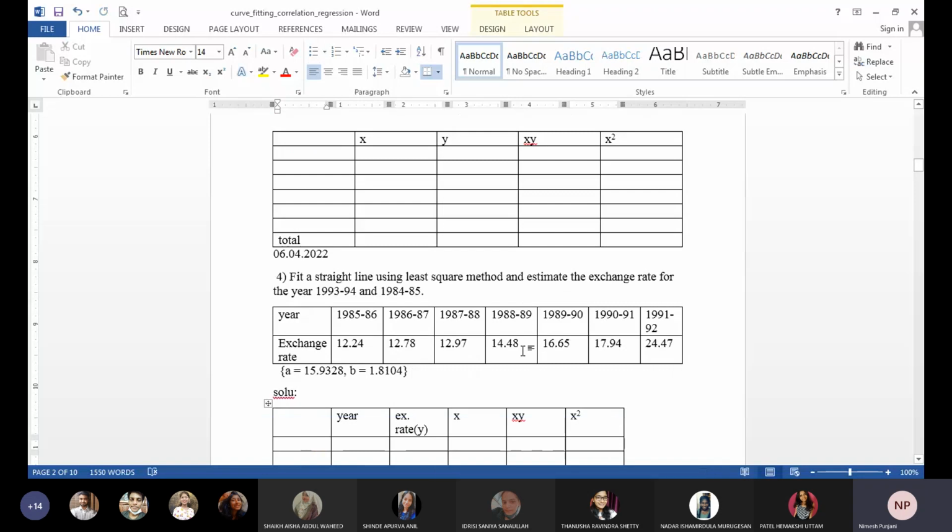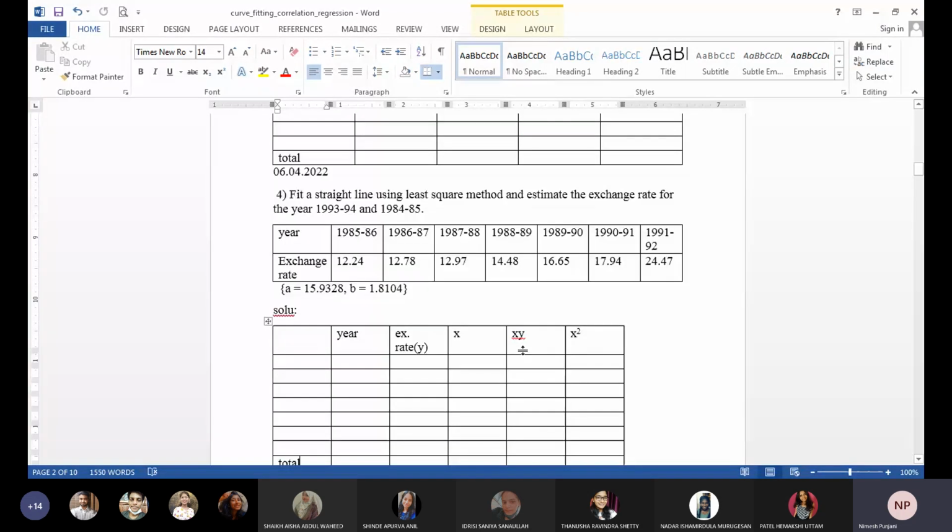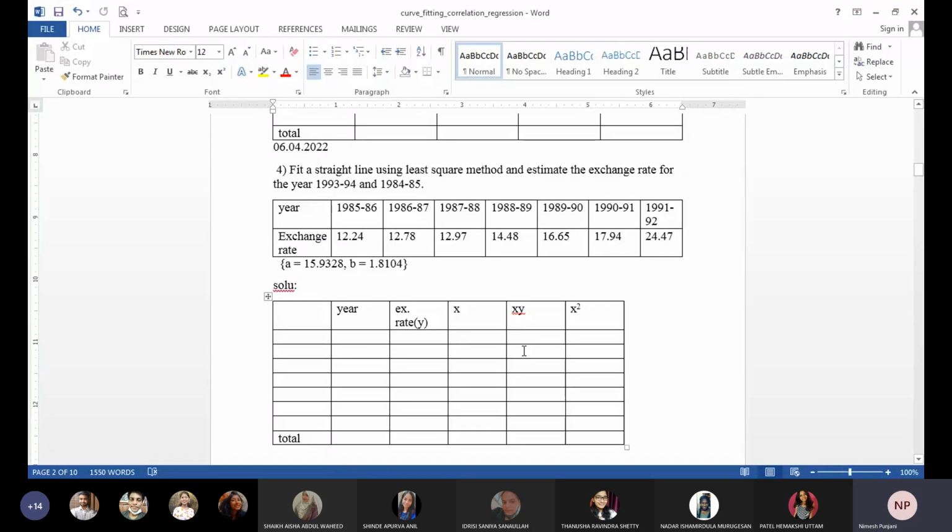Now, what does the fourth sum say? The fourth sum says that we have to fit a straight line using the method of least squares, and we have to estimate the exchange rate for the year 1993-94 and for the year 1984-85. Now, in this case, what is happening? Instead of the values of x and y, which were given to you directly in the previous sums, here you have the values in terms of year and exchange rate.